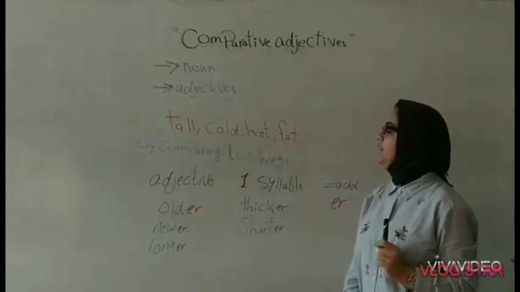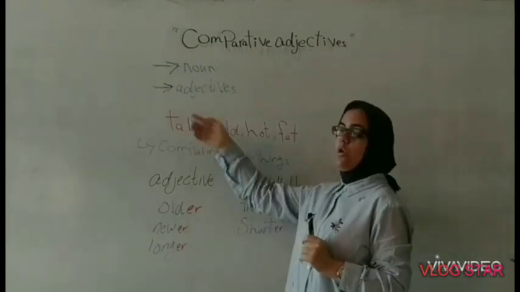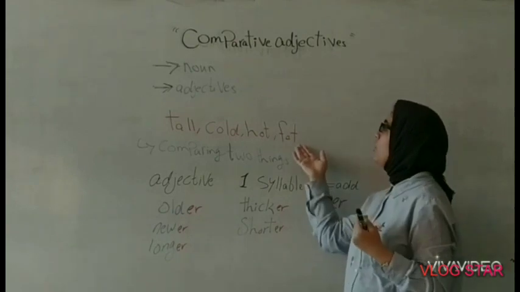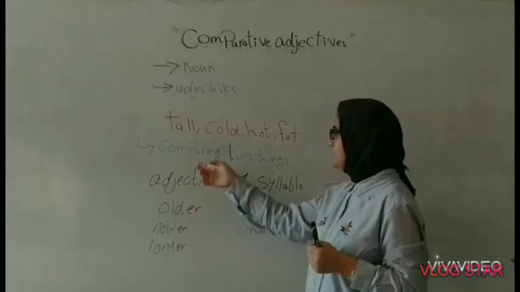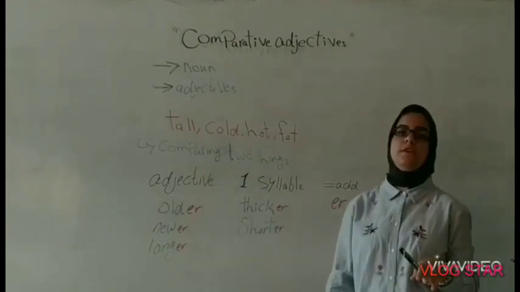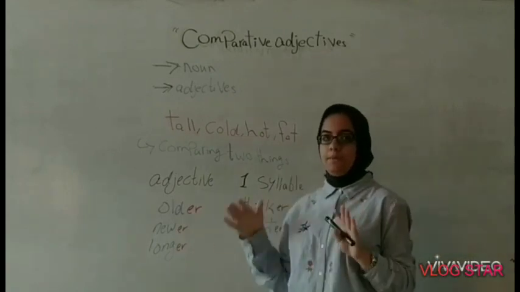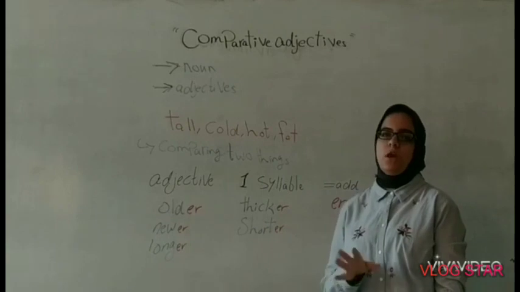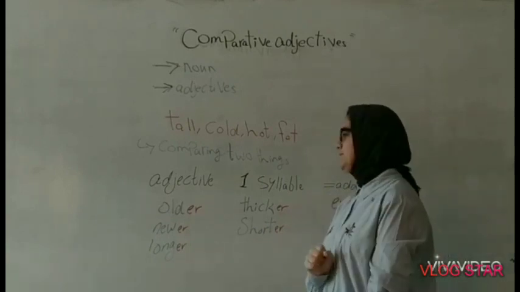We also have another example. We have tall, cold, I feel hot, or fat. Comparative means comparing two things. So again, we use them to compare between two things. But we have some rules for the comparative adjectives.